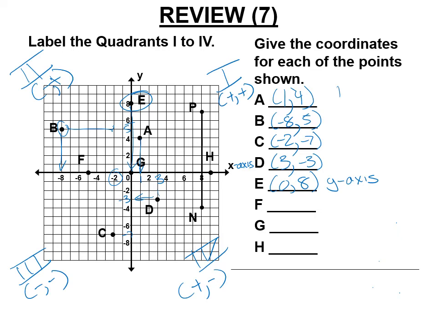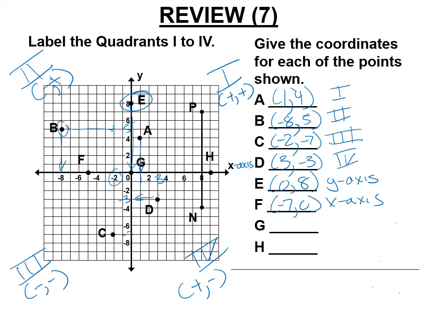A was in quadrant 1. C was in quadrant 3. B was in quadrant 2. D was in quadrant 4, right? The 4 combinations. E is on the y-axis. Is F on the x-axis? Sure is. All right, if you have a 0, you're not in a quadrant. You're on an axis.